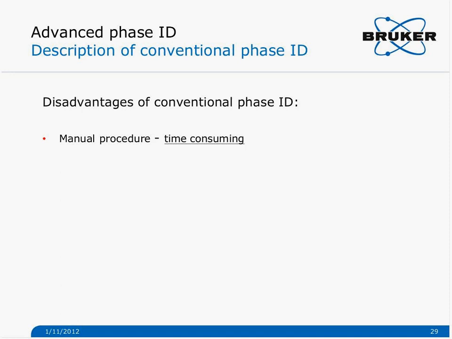Intermediate summary for the conventional phase ID: it's manual, and that means it can be extremely time consuming when you have many phases and unknown phases in your sample. It does not always give the best quality results.